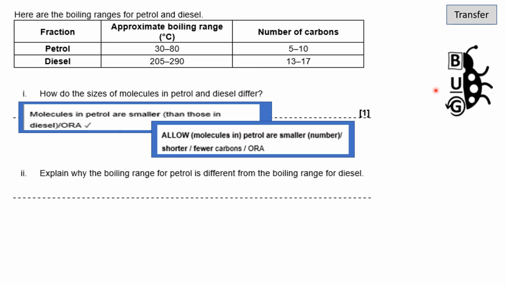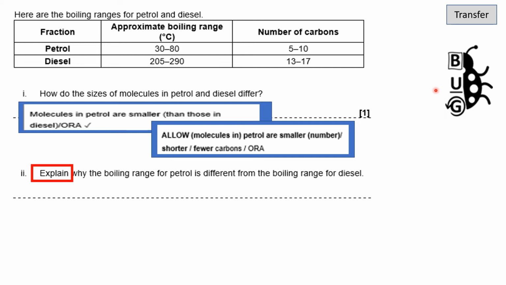It also allows the idea that the molecule is smaller, or in brackets it says number there. So if you quoted that you've said there's less carbon, that you would be able to accept that. They've also used the word shorter here. You wouldn't necessarily know what that means though at this point in time. Or you could say fewer carbons. Okay, or the other way around. So you would say there's more carbons in diesel, or diesel is bigger, or it's longer. Okay. So the next question then says, explain why the boiling range for petrol is different from the boiling range of diesel.